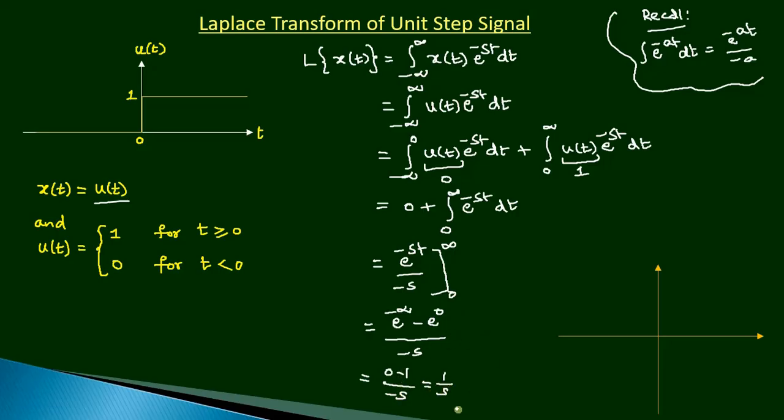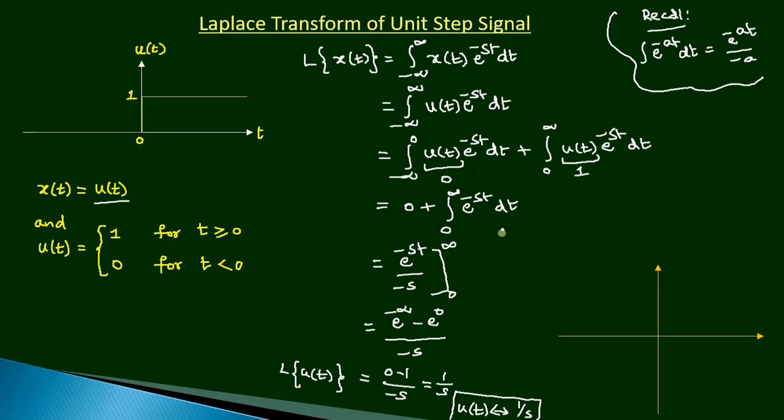So now we write the Laplace transform of u of t equals 1 by s. In other notation, we can also write it as u of t double arrow 1 by s. This is the Laplace transform of the unit step signal.